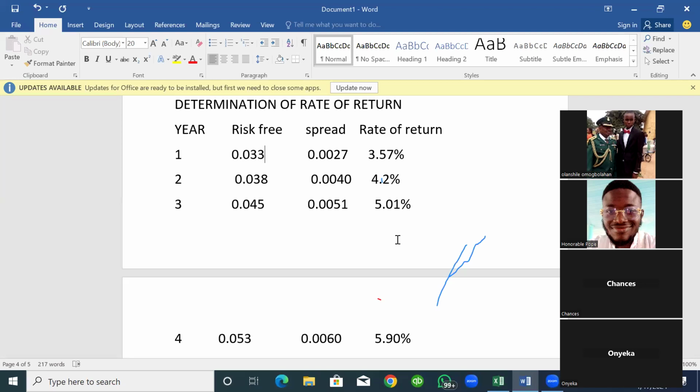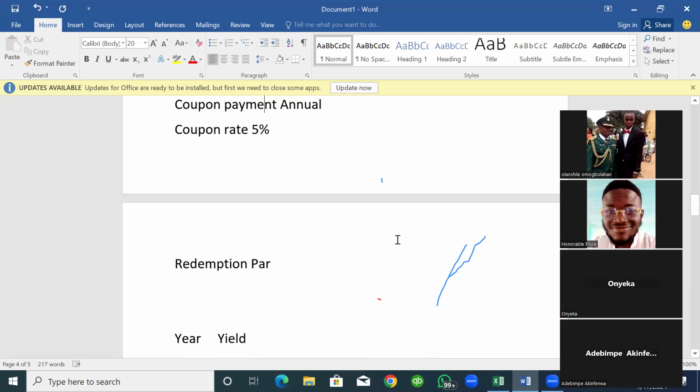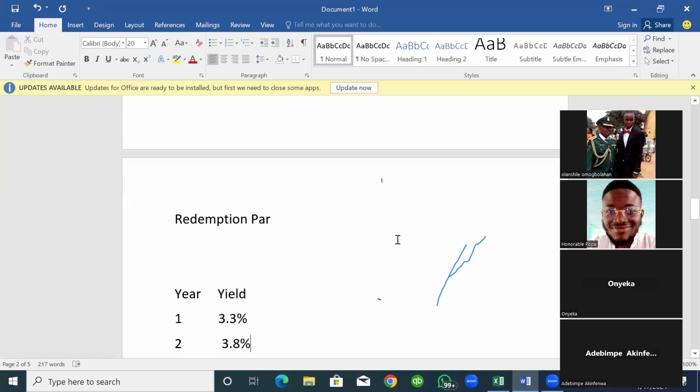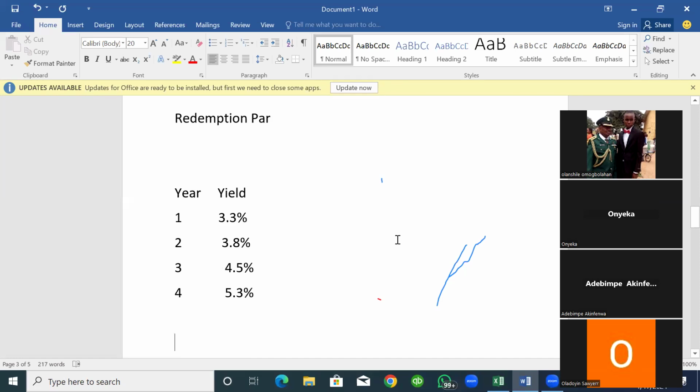Is there anybody that doesn't understand what we did here? Yes, I understand, but I don't know what R is used for. You don't know what R is used for? Now let me go up again. The rate of return, that R that we did, that's what it is for. So I think that is all correct.